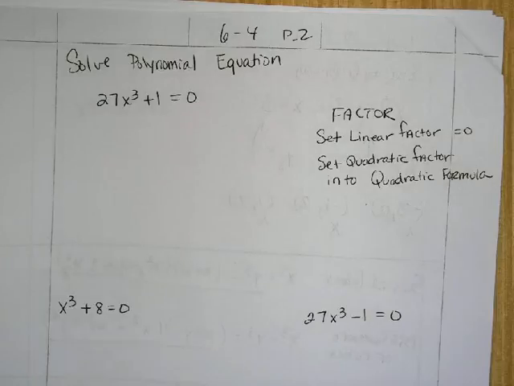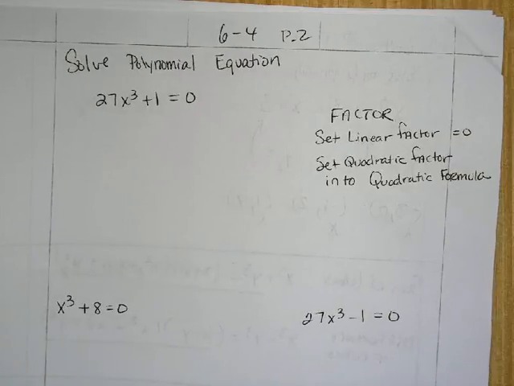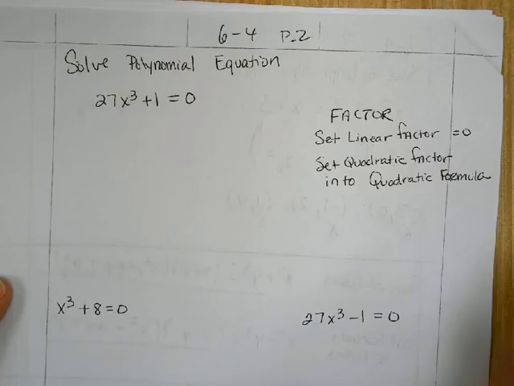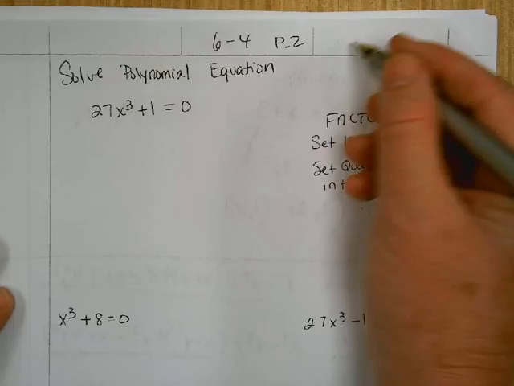Solve the polynomial equation 2x cubed plus 1 equals 0. What you need to do is factor it according to the sum of cubes, just like we did when we did the sum of cubes and the difference of cubes. What's the pattern for the sum of cubes?